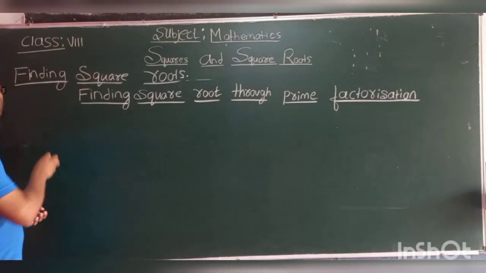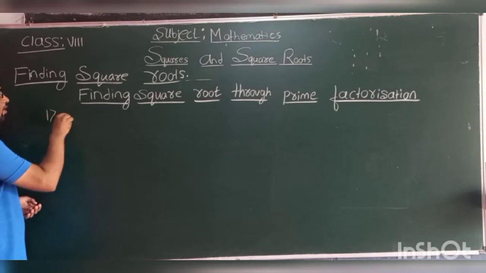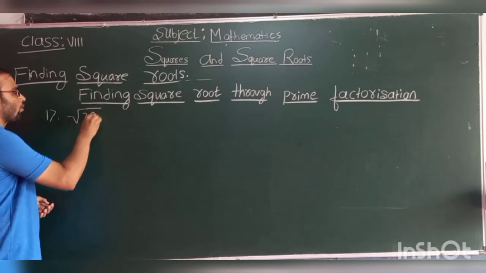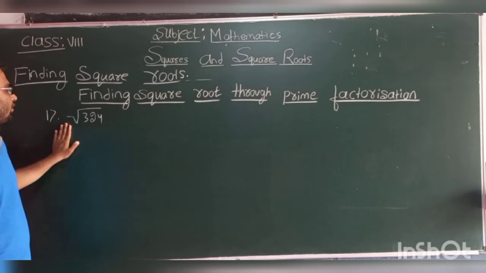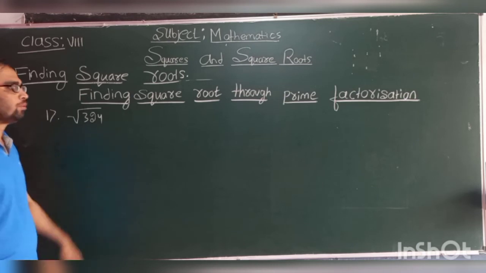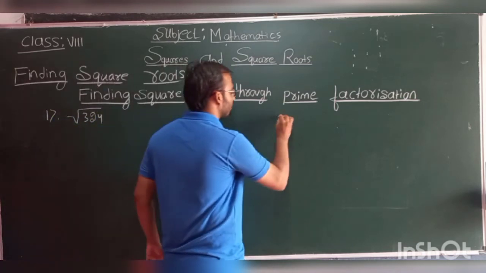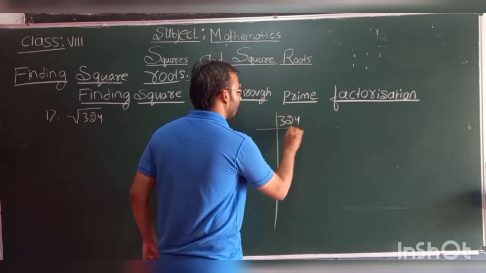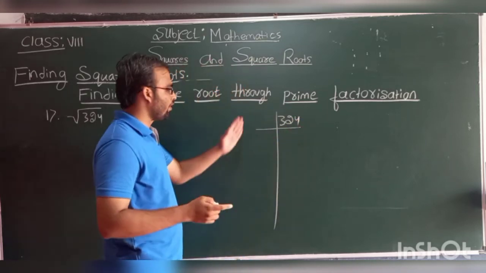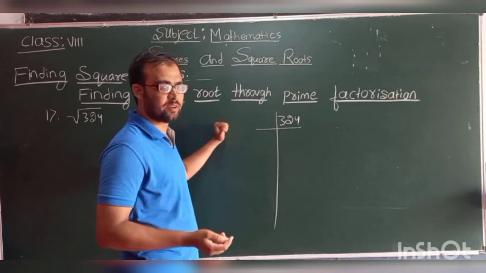Students, now we'll see how to find the square root of a number using the prime factorization method. Suppose you are asked to find the square root of 324 by the method of prime factorization. So what we need to do? Just look at here. We need to factorize this number. In an easy way, we need to do the division of 324.